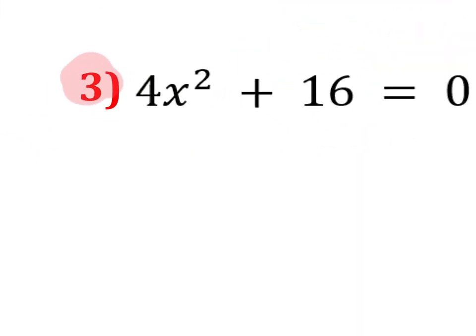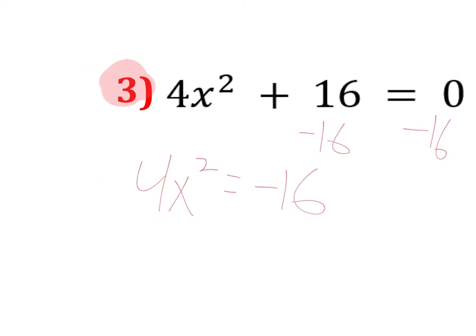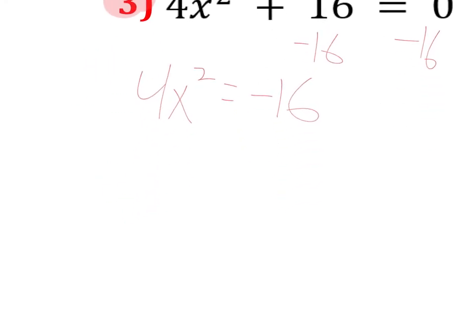We've got 4x squared plus 16. Again, we want to solve by taking the square roots of this x squared. So the 16 is going to have to go, and that pesky 4 has to go. Let's first start off by getting rid of the 16. Throw that to the other side, so 4x squared equals negative 16. Now we'll divide out this 4 from each side, and now I've got x squared equals negative 4.